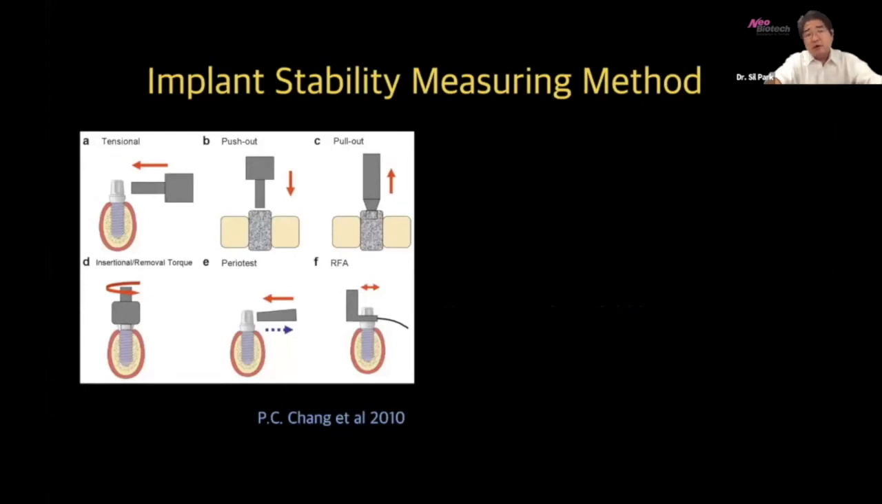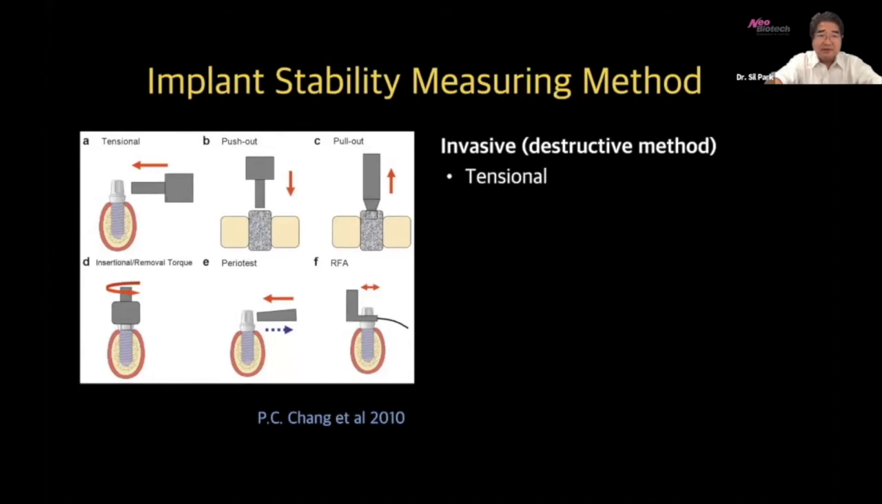We discussed why implant stability is really important, right? Based on a 2010 article, there are a couple of ways to measure implant stability. The first one is the destructive method. First is tensional. As you can see on diagram A, we place the implant and push it laterally until it fractures out, so we can measure the strength of the implant stability. Once we place the implant, as you can see on diagram B, we can push it out, and then we measure how much force we use. Sometimes we pull out those implants and measure the force that is needed, right?